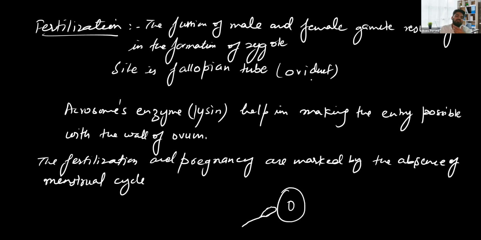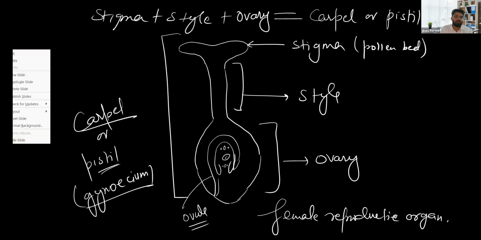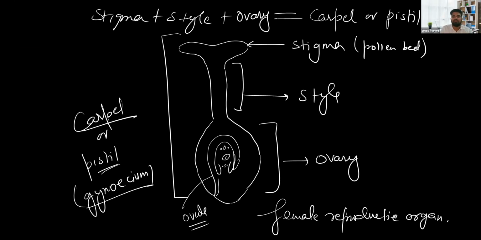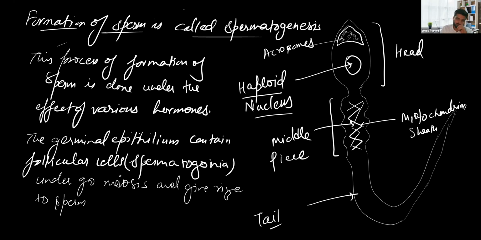And how does fertilization occur? Where does it occur? It occurs in the fallopian tube. I've told you about the acrosome's enzyme, which is called lysin, that we have studied here. So this is the acrosome, this is the sperm. In the head region it has a pack of digestive enzymes. We call it lysin.